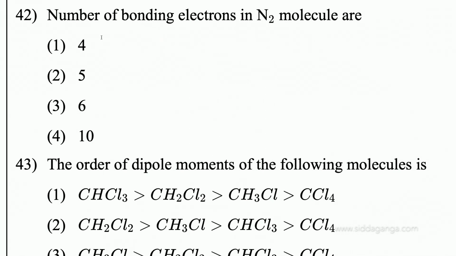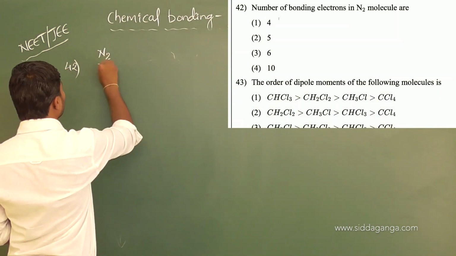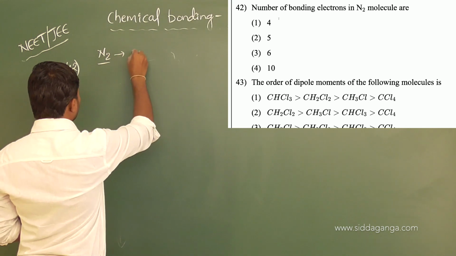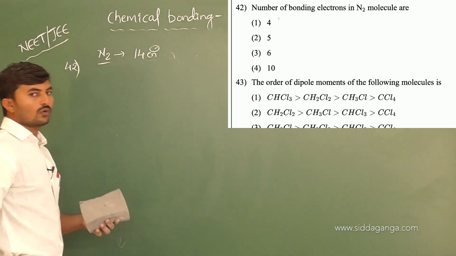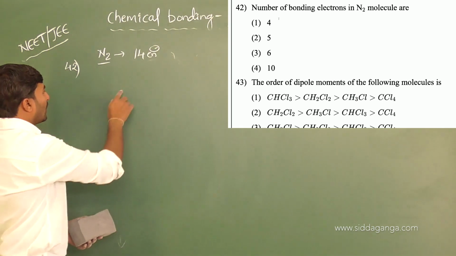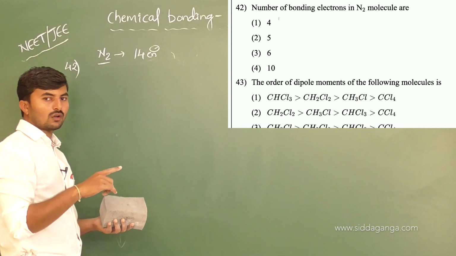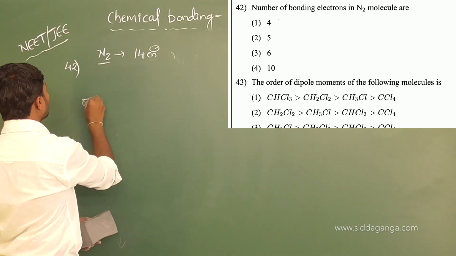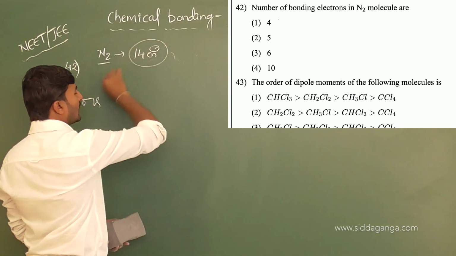The number of bonding electrons in N2 molecule is? Each nitrogen atom has 7 electrons. Since there are 2 atoms, it will have 14 electrons. In order to find out the bonding and anti-bonding molecular orbitals, we have to write its electronic configuration, that is sigma 1s. You must remember the nature.